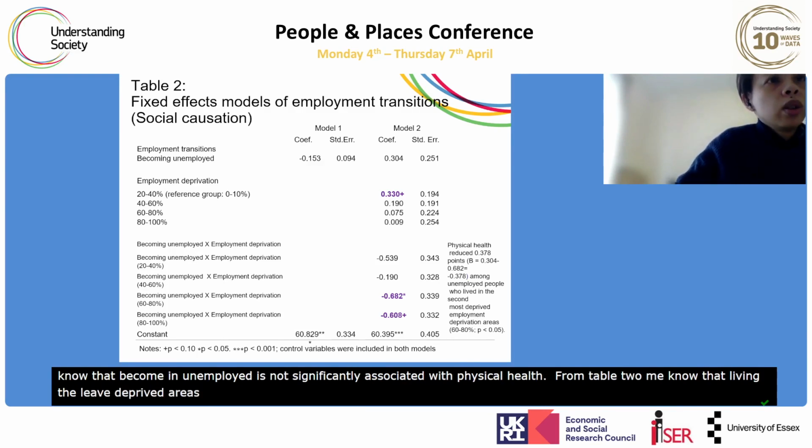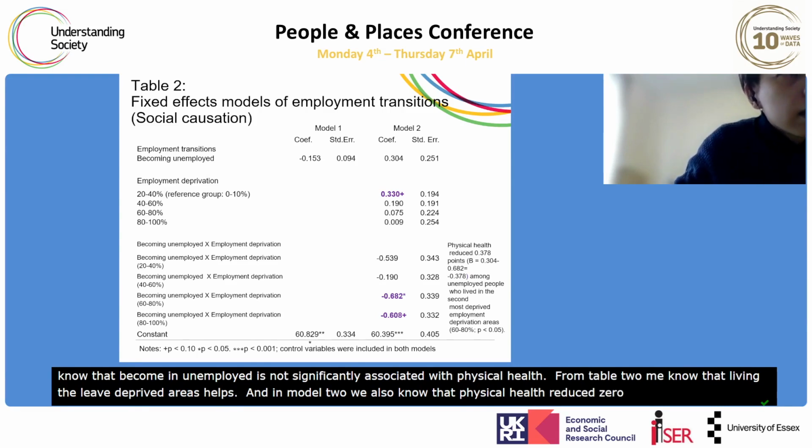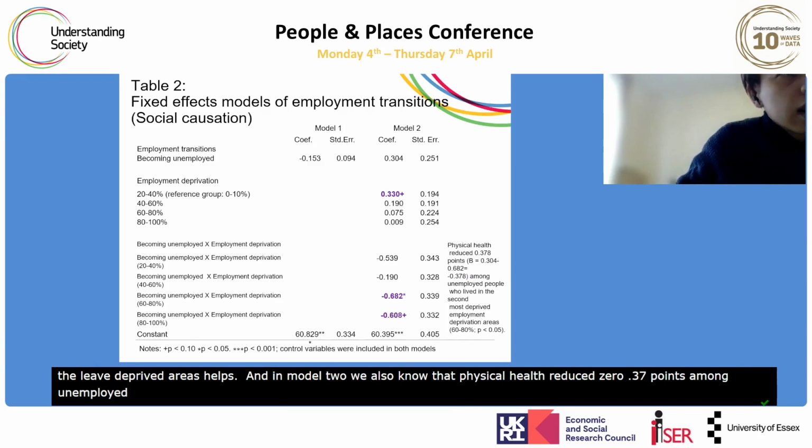In model 2, we also know that physical health reduced 0.37 points among unemployed people who live in the second most deprived area compared to people who live in the least deprived area.